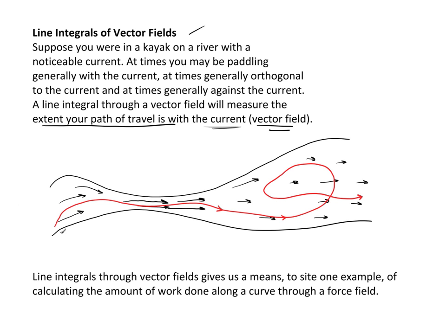Now, when we're talking about this idea of the extent your path of travel is with the current, or traveling with the vector field, we can use this idea and cite an example for a line integral through a vector field. It gives us a way to measure the amount of work done along a curve through a force field. So if this vector field is a force field, like a gravitational force field, a line integral would tell us the amount of work done traveling along that path through that force field.